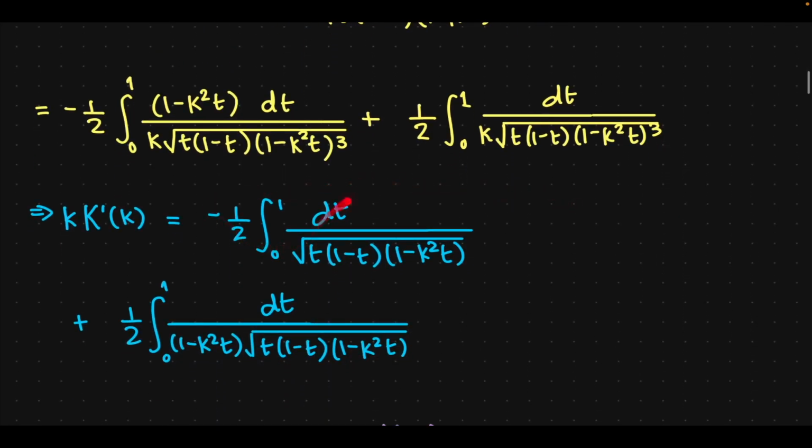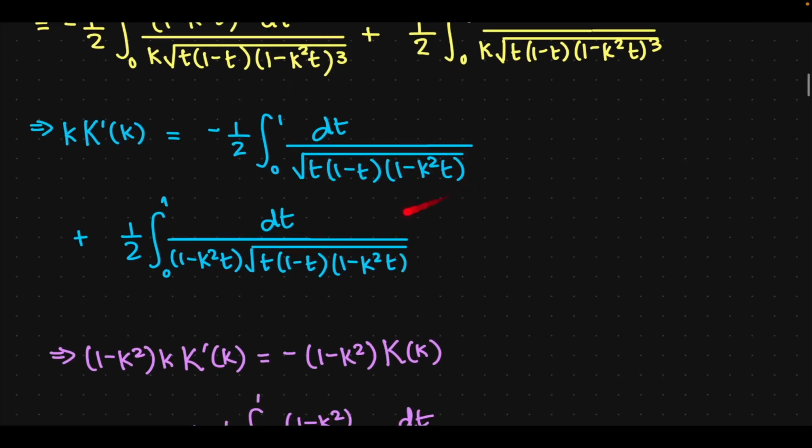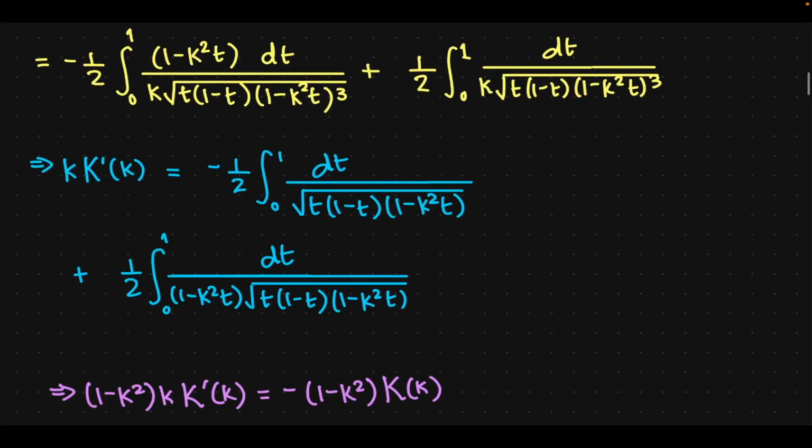Now I'm just going to take the k that was in the denominator and cross multiply that to the left hand side. So we get k times capital K prime of k equals minus 1 half integral 0 to 1 dt. And we notice one of the factors will cancel out. We have a factor of 1 here for the 1 minus k squared t, and we had a factor of 3 by 2. That leaves us with the square root of t times (1 minus t) times (1 minus k squared t), plus the second term, which we can express differently.